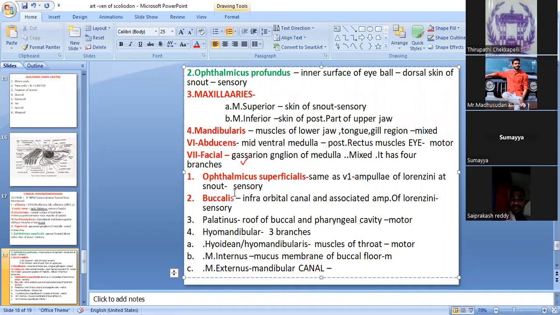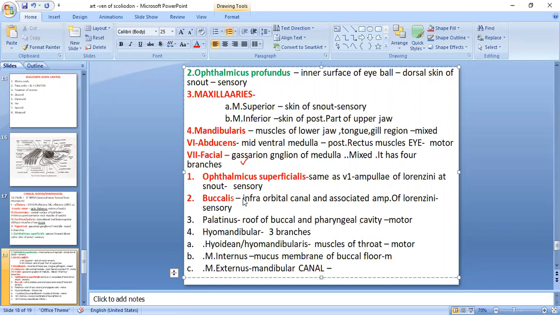Right. So ophthalmicus superficialis is supplied to the ampulla of Lorenzini of the snout, and buccalis passes through the infraorbital canal. It is innervated to the infraorbital canal and the associated ampulla of Lorenzini sense organs.